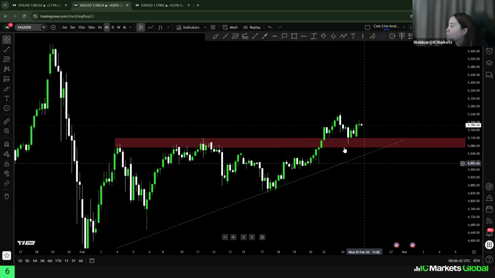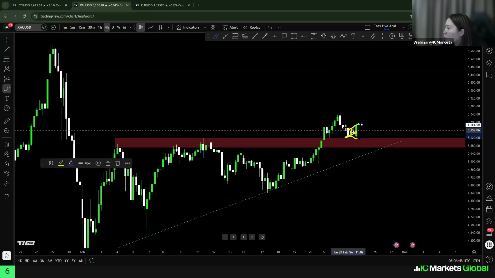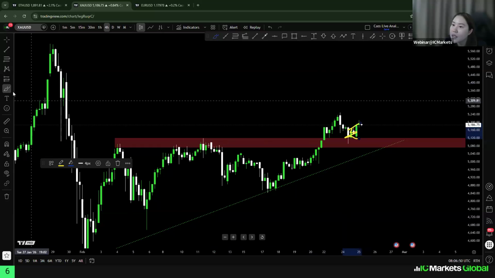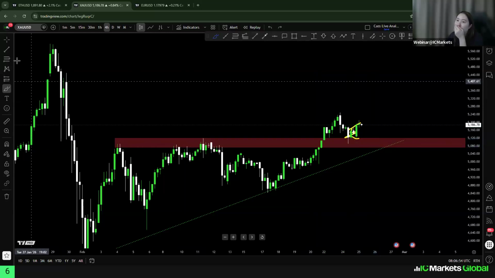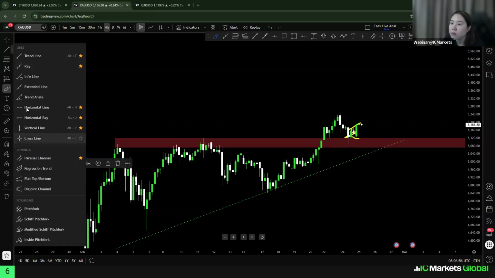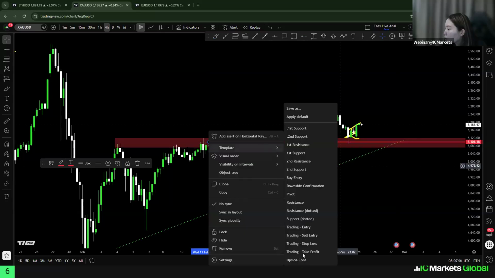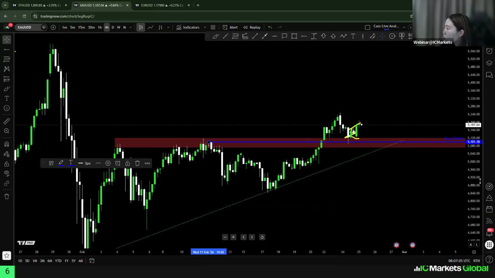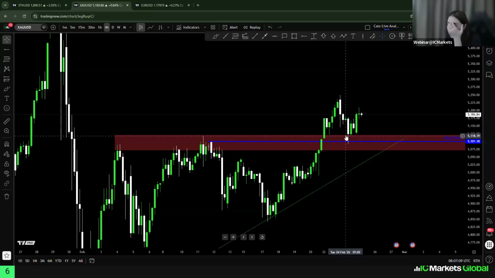So I would have much preferred if price was here. Let's just pretend these candles haven't happened yet. I would have preferred if we were still here, because then I know this is an entry. This is a good entry. I would have definitely considered this a really good entry. So then the question is, why don't I just get in now? You never get in when price is already up.